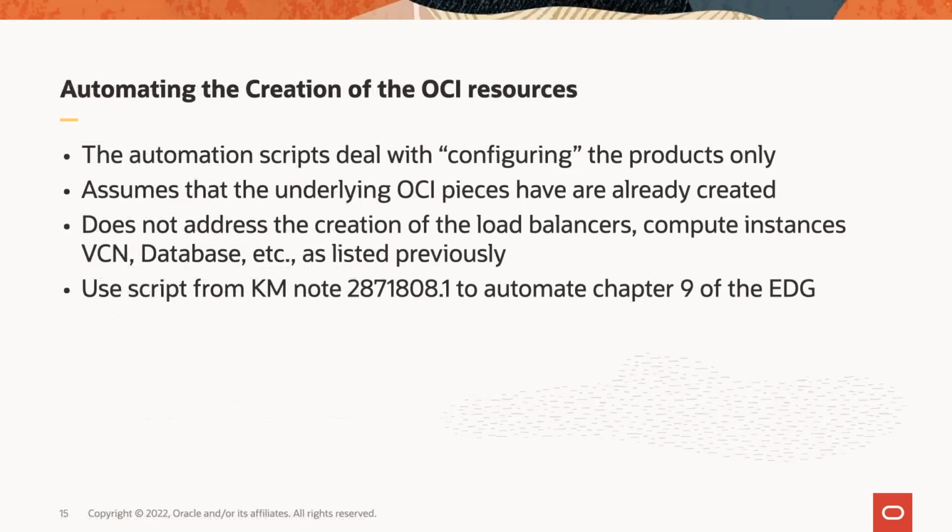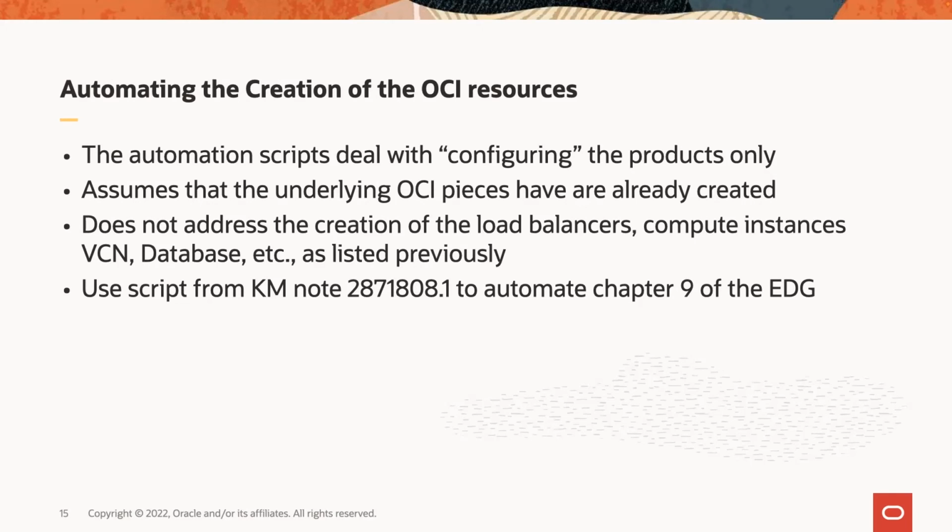While the automation scripts are great for configuring the various IAM products, they still rely on the fact that the underlying architecture has already been created before the script is run. For example, in an earlier slide we saw that when setting up a Kubernetes cluster in OCI, it requires the creation of 3 load balancers, 3 compute instances, an OKE cluster, 5 VCN subnets, 8 VCN security lists with approximately 60 ingress and egress rules, a RAC database, 17 NFS mounts, a DNS server, and several other items.